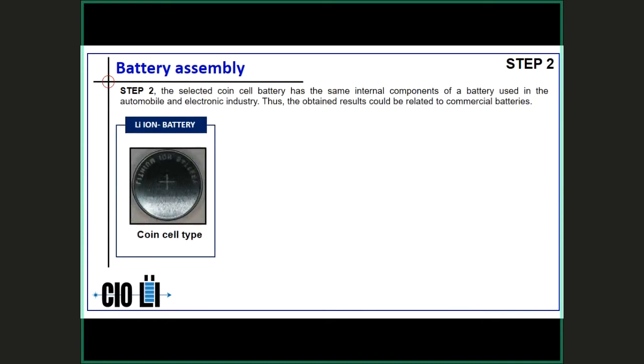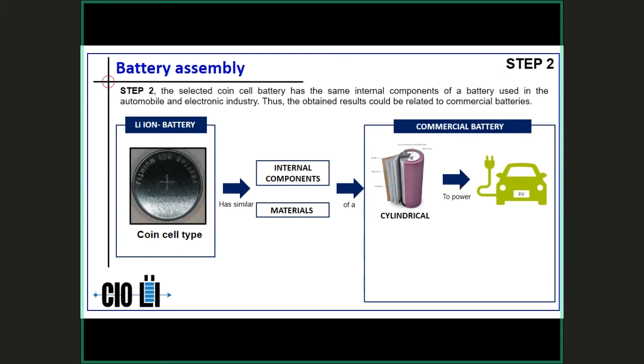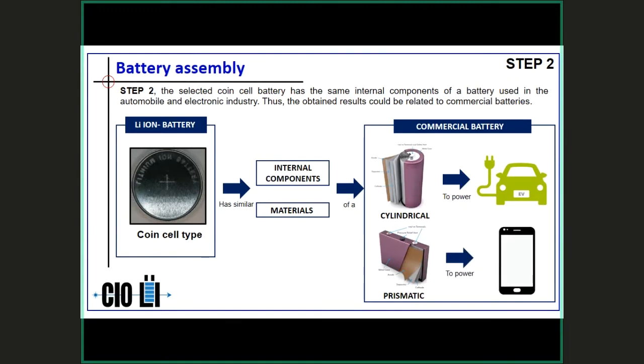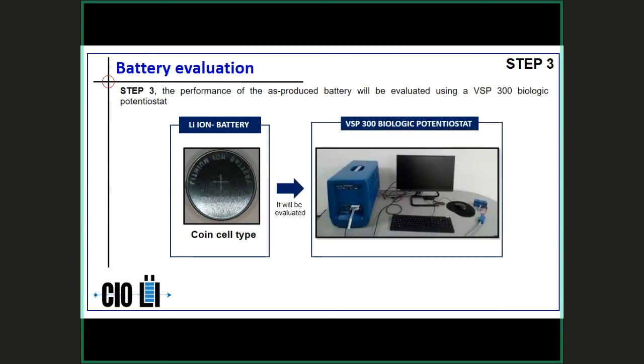Why do we use this kind of batteries? Because basically it has the same internal components, same materials as the batteries that are used at the commercial level. Meaning it has the same components of a cylindrical battery, the one that is used to power up the vehicles, and it has the same structure of a prismatic battery, the one that we use to power the electronic devices. In step 3, once we obtain the battery, it will be evaluated using a potentiostat cell. And basically, this is our experimental design.